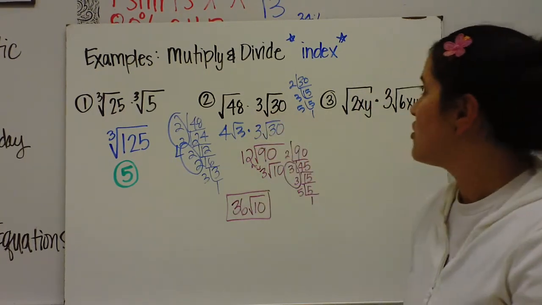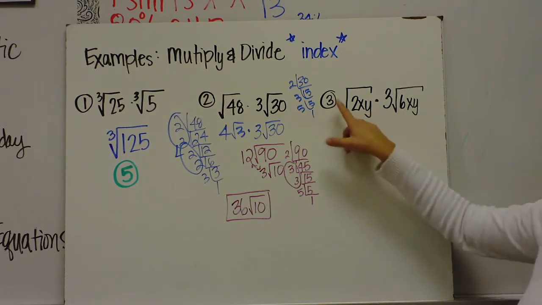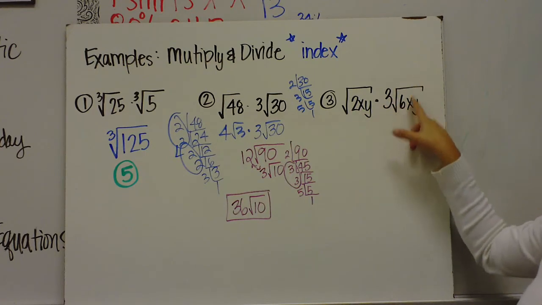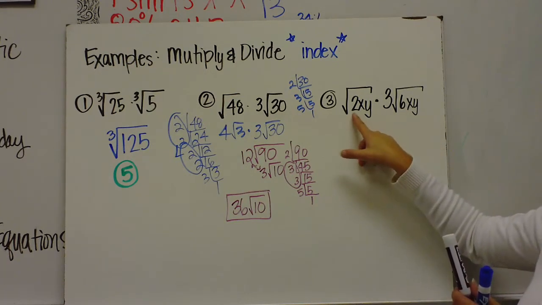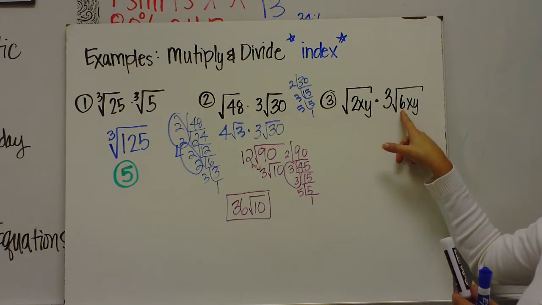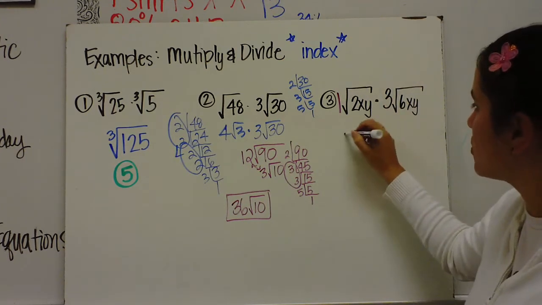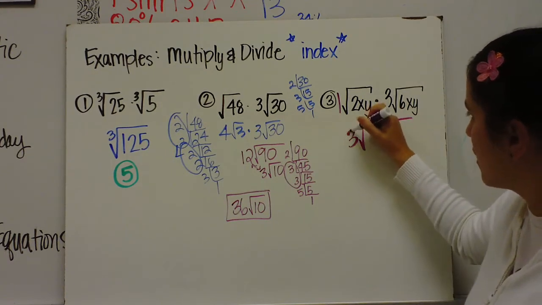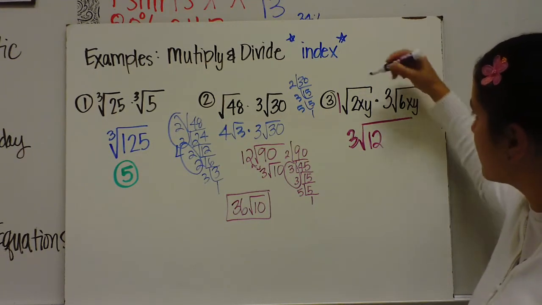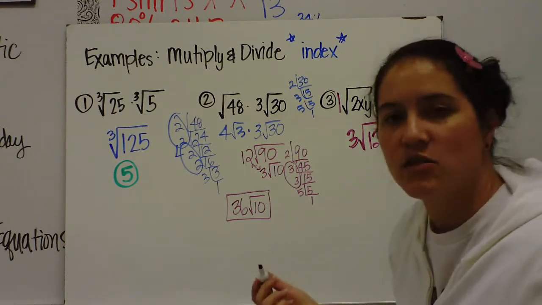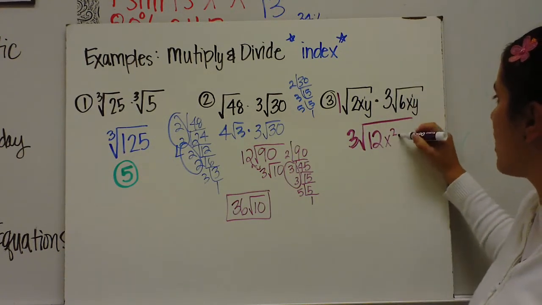Okay? So number 3, let's throw some variables in the mix. So number 3, we have the root of 2xy times 3 times the root of 6xy. Now, I looked to see if I can simplify, and I can't simplify the square root of 2, and I can't simplify 6. So I need to multiply. Again, this is like a 1, so 1 times 3 is 3. And now I multiply. 2 times 6 is 12. X times x. So remember, this is a 1 and a 1. And this is why you had to learn your exponent rules. So that would be x squared, and y times y would be y squared.